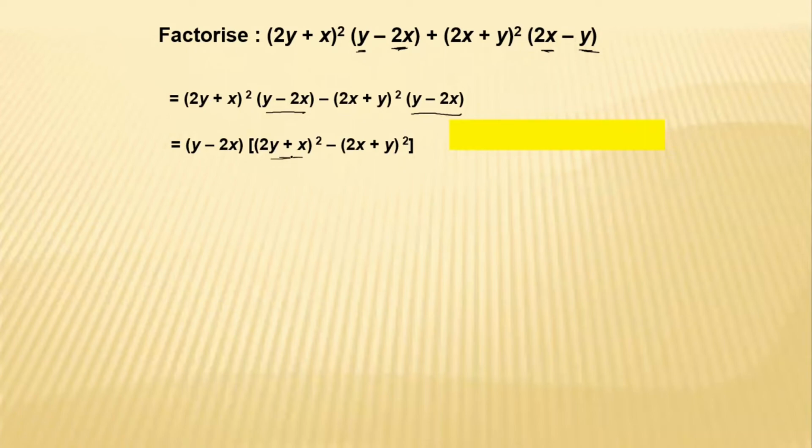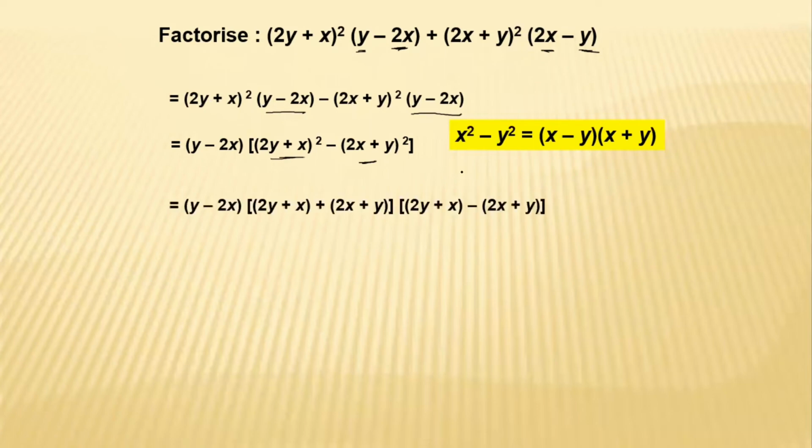Now this we get in the form of x square minus y square. So we have an identity x square minus y square is x minus y into x plus y. Let us write in that form. So y minus 2x was there. This is your x and this is your y. This entire thing is your x. Compare with this identity. So 2y plus x plus 2x plus y. This is what? A plus b, or x plus y. And then x minus y. 2y plus x minus 2x plus y.